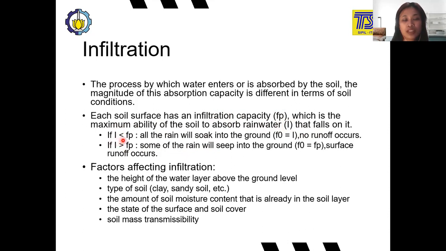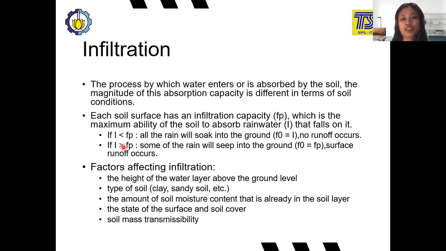So if the rainwater is less than the infiltration capacity, it means the water coming from the rain is less than the infiltration capacity of the soil surface. It means that all the rain will soak into the ground. So all the rain can be absorbed into the soil because the capacity is bigger than the rainfall, which means there's no runoff. So there will be no surface runoff in the soil.